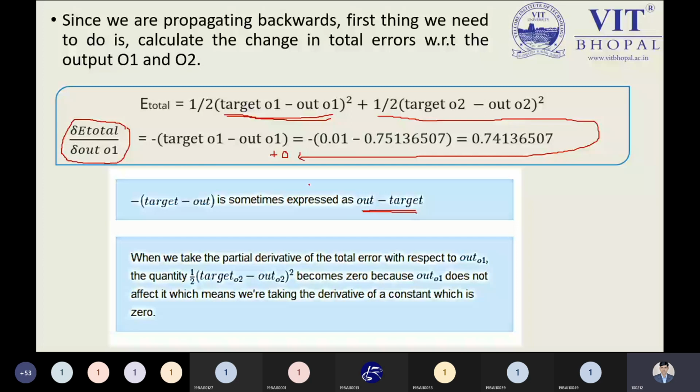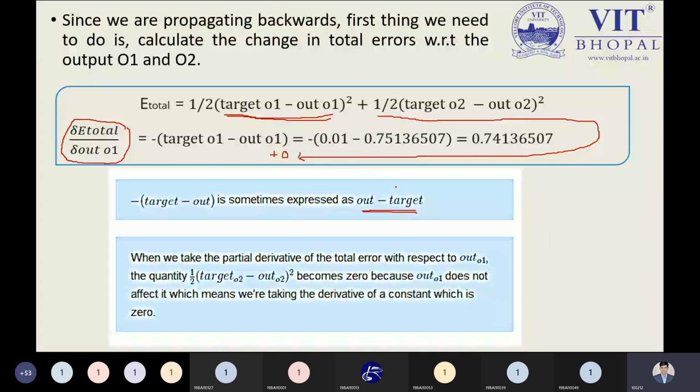That is the reason. If I take the partial derivative of the other part of the E total, I will get 0. Put all these values, and we will get these results. Note down these values. This portion is clear.